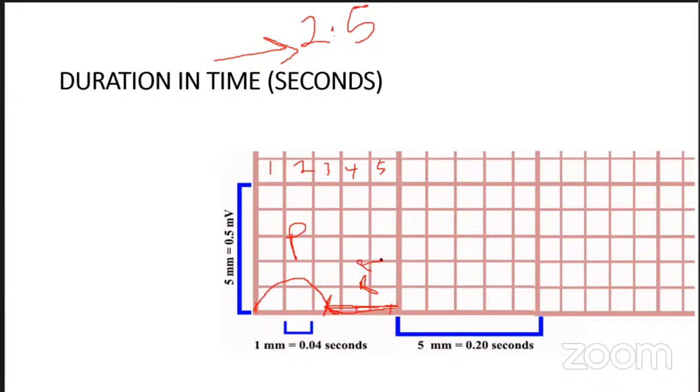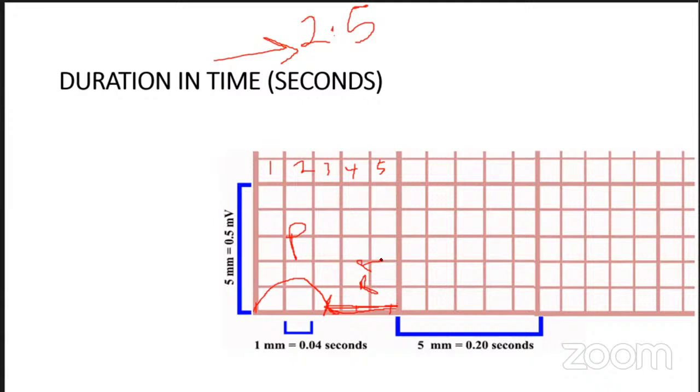So you can see we've not done anything too complex. What's the normal duration for your P wave? 2.5 small boxes. What's the normal duration for your PR segment? 2.5 small boxes. Now, the next thing should be our QRS complex.